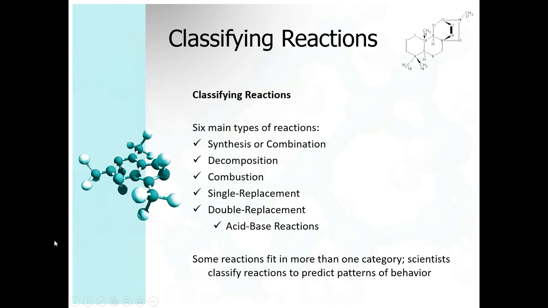So there are 5 kinds of reactions, and it says 6. There are 5 main types, and then this 6th guy is actually a special kind of double replacement. So synthesis, decomposition, combustion, single replacement, double replacement, and then acid-base reactions are one special kind of double replacement reactions. We're going to look at all of those guys.